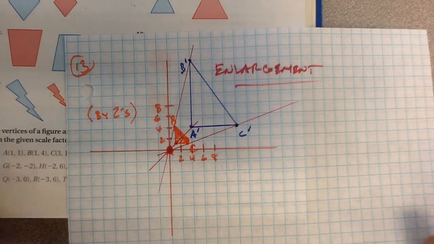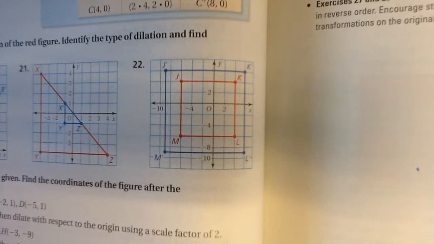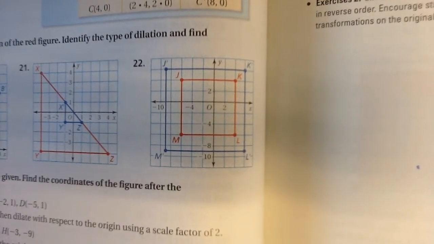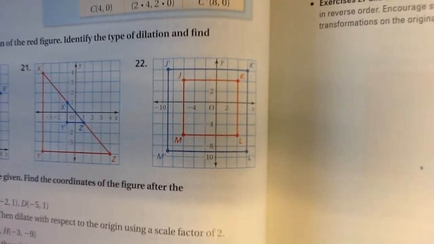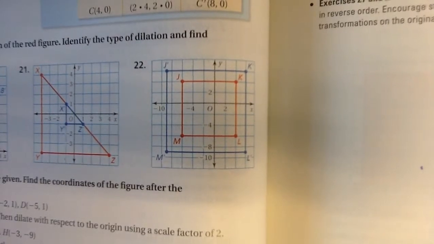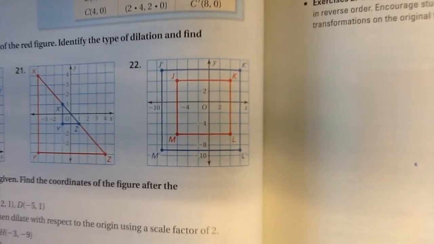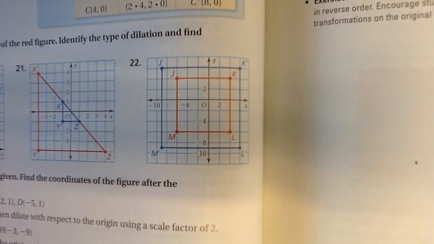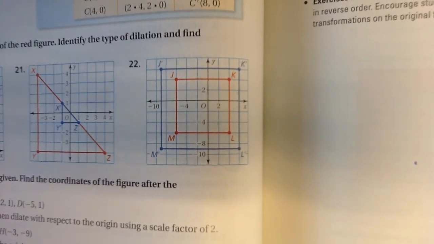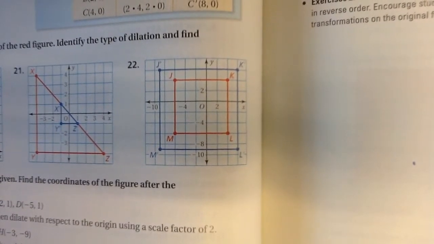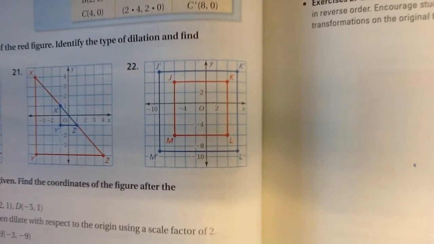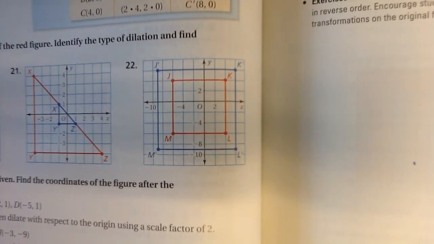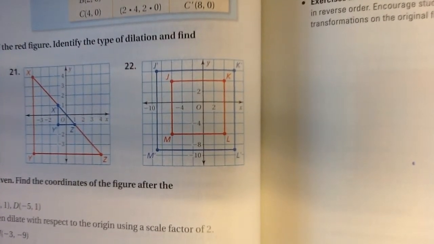Let's do one more. All right, next one we're going to tackle is number 22, and we're literally going to see if we understand this forwards and backwards. Now, in this case, what I mean by backwards is that they've done the problem for us. We have to backtrack and figure out certain things. They want to know what type of dilation this is, and they want to know by what scale factor was this dilated.